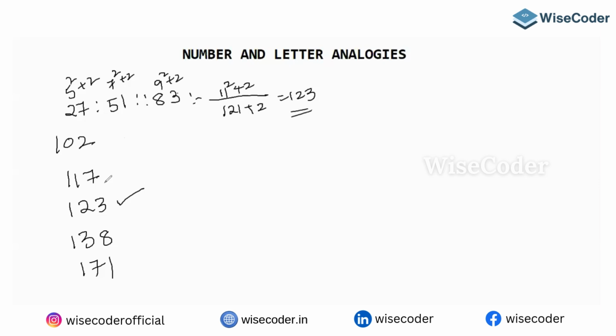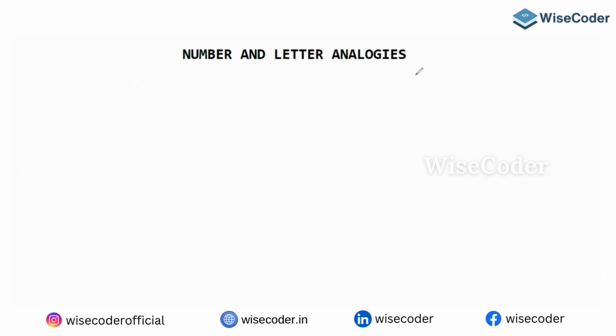The given analogy is: square the successive odd numbers, plus 2. That's how you can arrive at your answer. We'll see the next example.